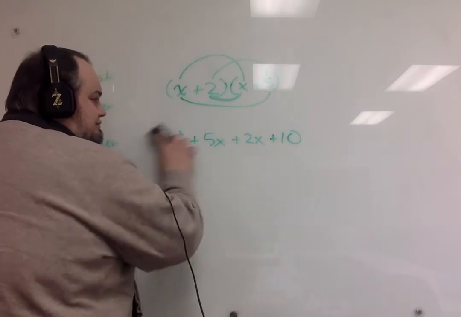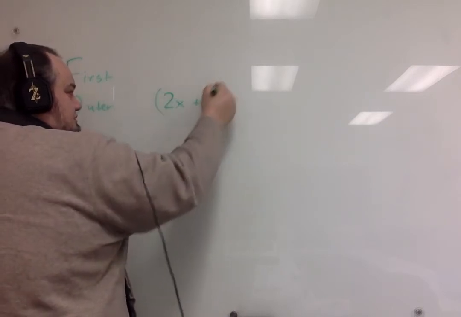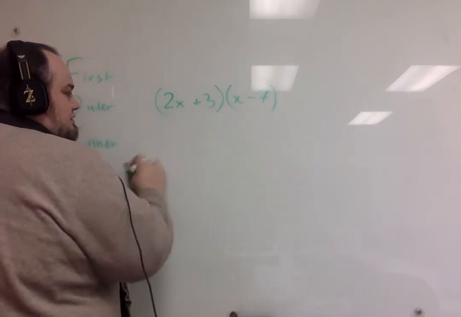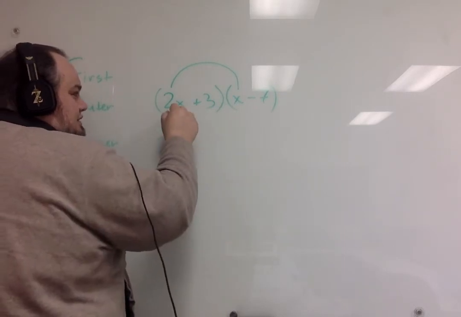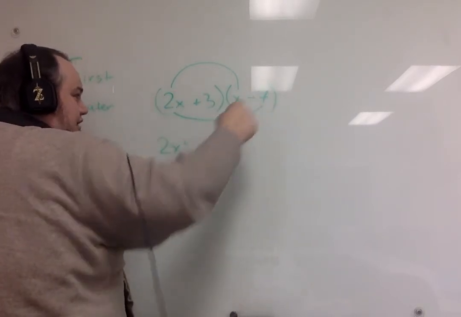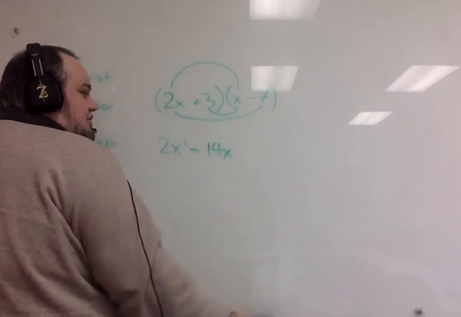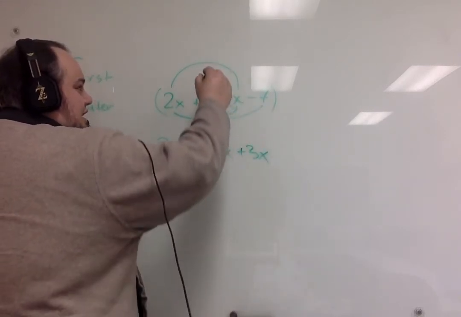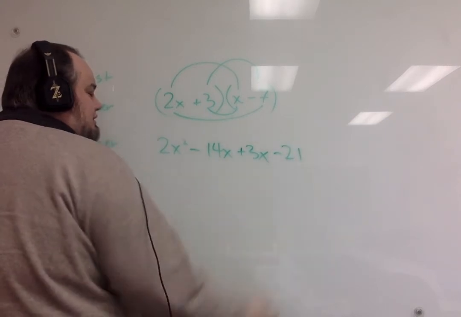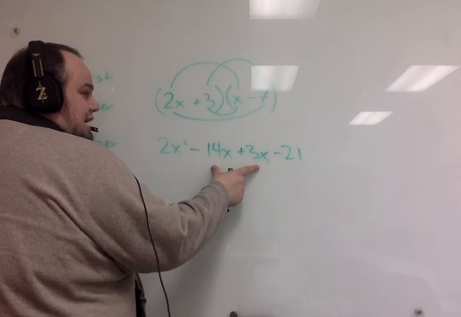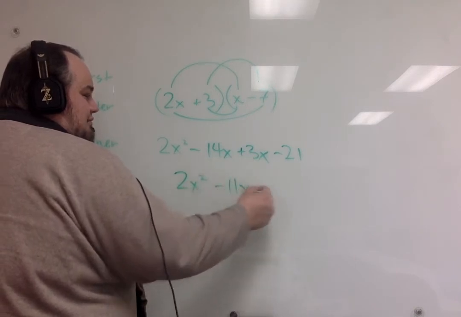So let's look at another example, and we'll walk through another problem. Let's say we had 2x plus 3 times x minus 7. So the first term in each binomial, 2x times x, is 2x squared. The two outer terms, so the ones on the outside of the whole thing, so minus 14x. The inner two terms, so the two on the inside, so plus 3x. And then the last term in each binomial, so 3 times negative 7, negative 21. And then, once again, the inner and outer terms combine because they're like terms, so we end up with 2x squared minus 11x minus 21.